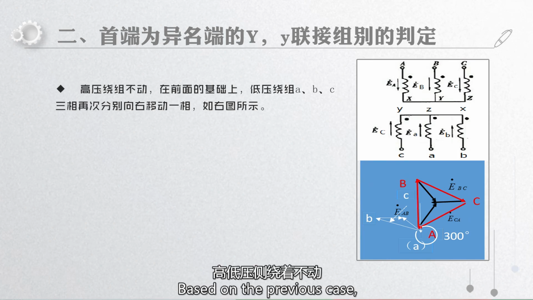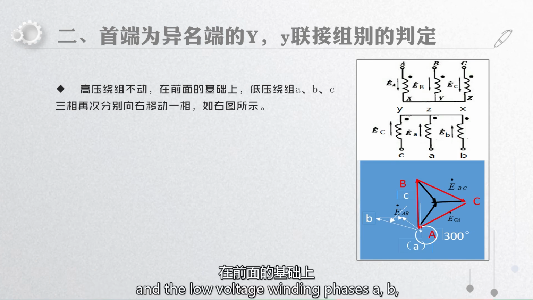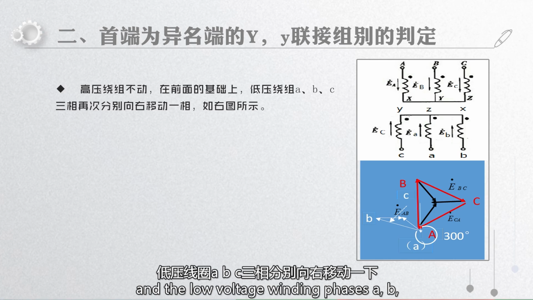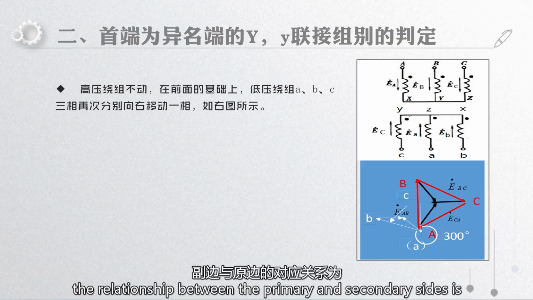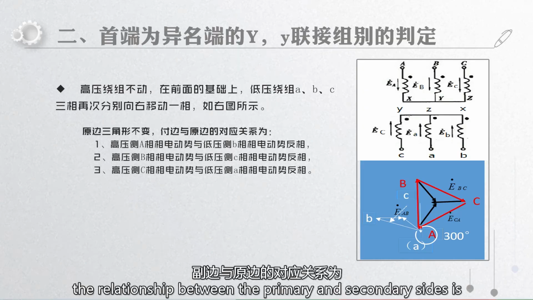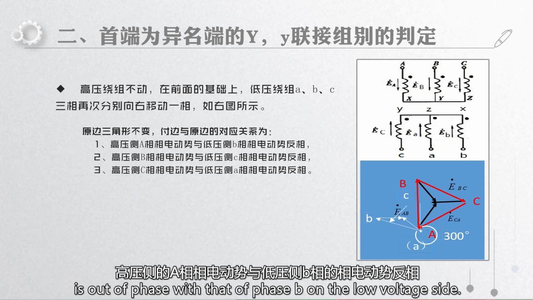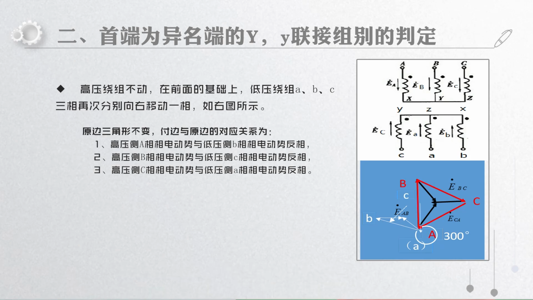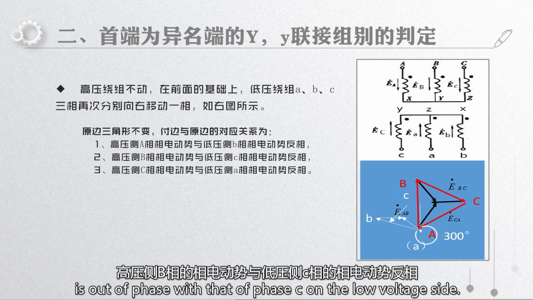Based on the previous case, if the high voltage winding remains unchanged, and the low voltage winding phases A, B, and C each move one position to the right again, as shown in the right wiring diagram, the relationship between the primary and secondary sides is that the phase electromotive force of phase A on the high voltage side is out of phase with that of phase B on the low voltage side. The phase electromotive force of phase B on the high voltage side is out of phase with that of phase C on the low voltage side.